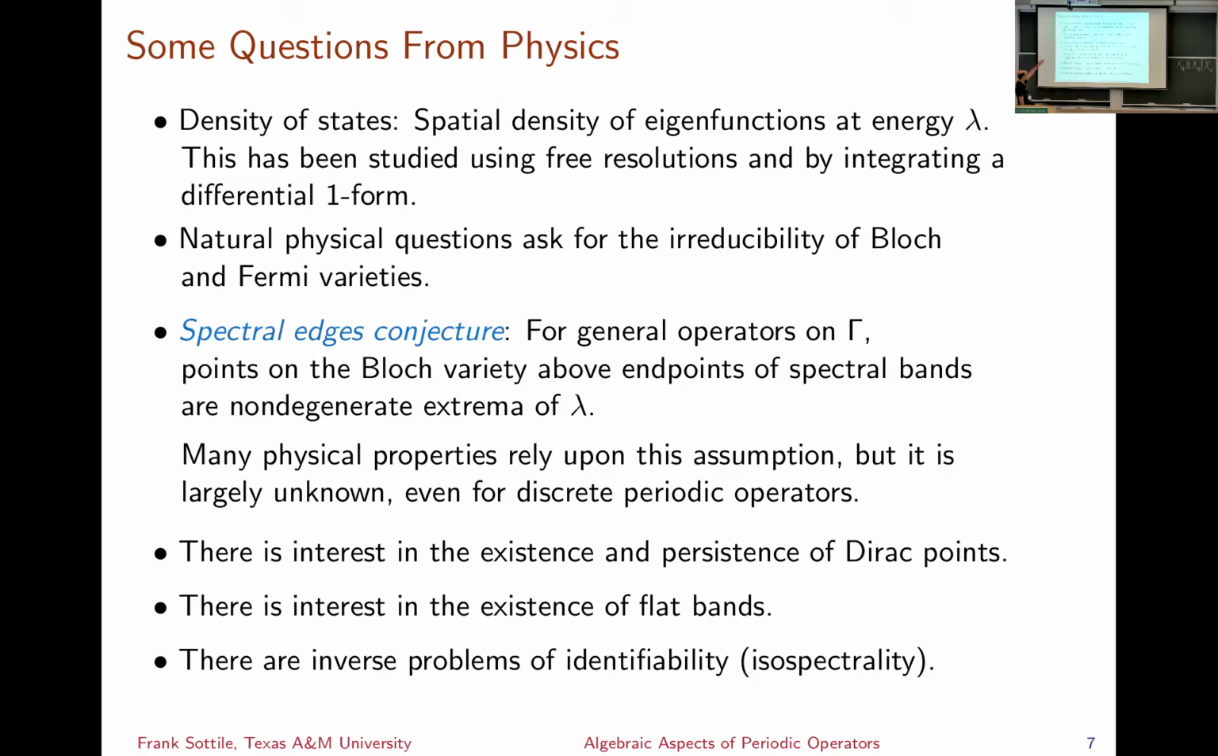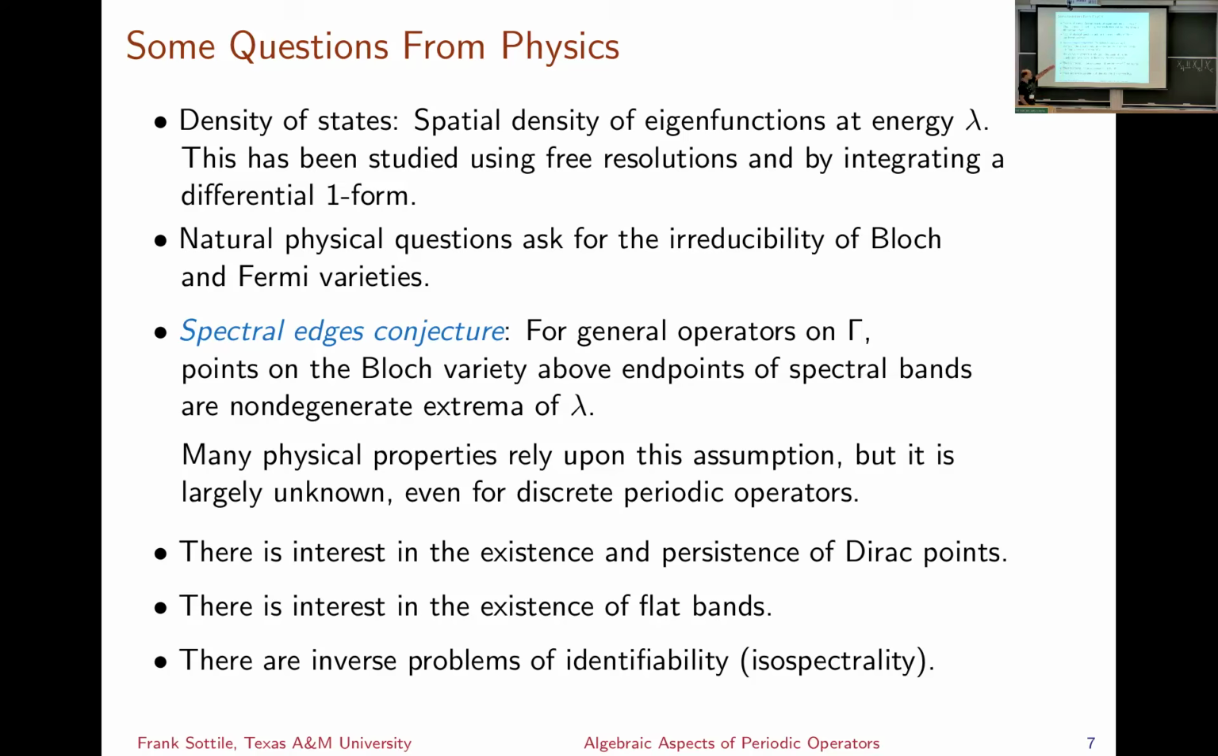There's another thing called the spectral edges conjecture. It states roughly that for general operators on a graph, the points on the Bloch variety above endpoints of the spectral bands are non-degenerate extrema of the function lambda. It turns out that many physical properties rely on this assumption. In fact, it's just assumed in physics, but it's largely unknown even for discrete periodic operators. That's where I first learned about this.